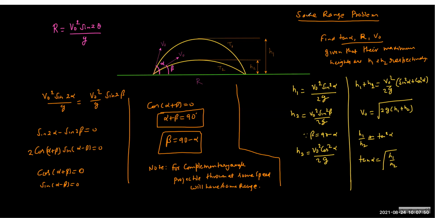So why is tan square alpha equal to h1 by h2? You take the ratio, you will get the answer. There is nothing like why. It is actually there in front of you. Look at this expression. If you divide these two, what will you get? All will cancel out. Only sin square by cos square will be there, right?